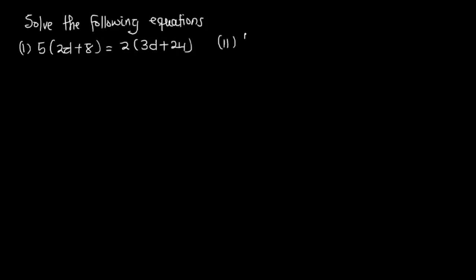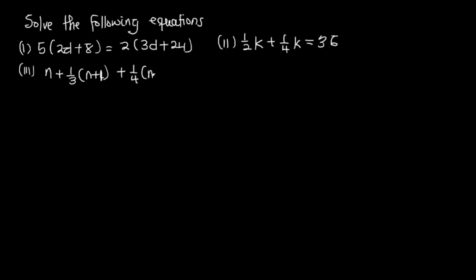II, half k plus 1 over 4k is equal to 36. III, we have n plus 1 over 3, n plus 1, plus 1 over 4, n plus 2 is equal to 5 on 6, and then IV, 1 over 2 L minus 5 plus L is equal to 11.